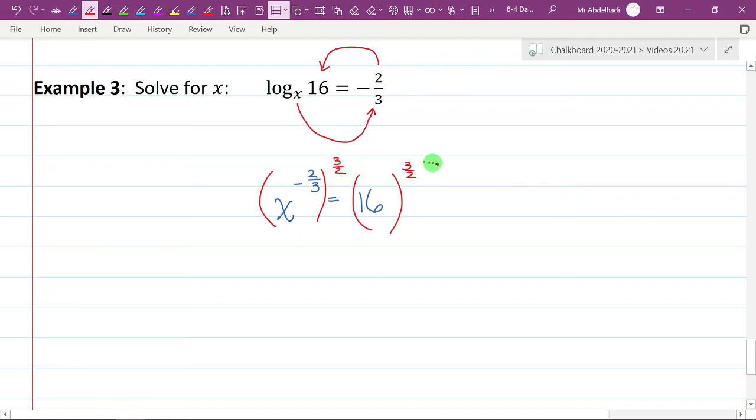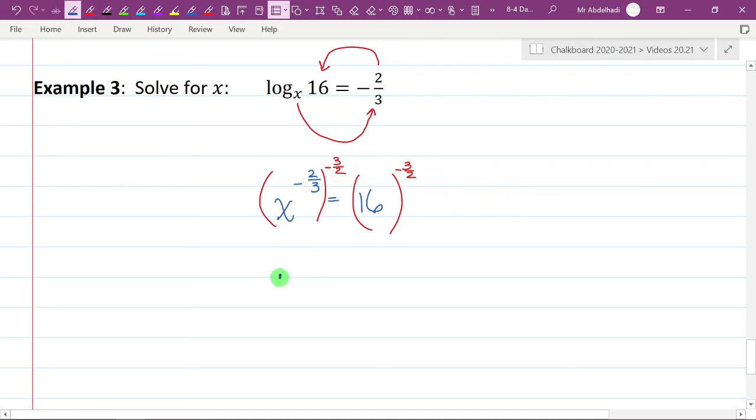On both sides. But wait, that's a negative 2/3 right there. So these won't cancel out completely because you'll still have the negative. So put a negative on this one as well. And now the negatives will cancel out and so will the fractions. So you're taking both sides to the power of negative 3/2. Now, what's that going to do?